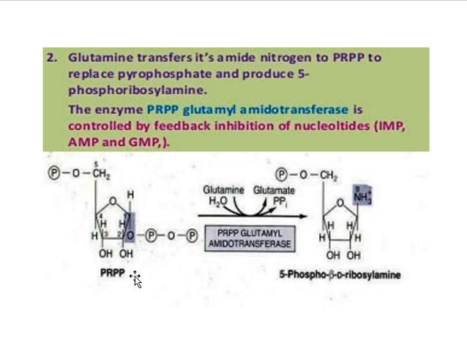Now, this PRPP, phosphoribosyl pyrophosphate, reacts with glutamine. The amide nitrogen of glutamine replaces the pyrophosphate from this PRPP, and as a result the PRPP is converted to phosphoribosylamine. As is clear in the diagram, the pyrophosphate group is replaced with the amino group that comes from the glutamine, and this reaction is catalyzed by the enzyme PRPP glutamyl amidotransferase. To remember, amidotransferase. This enzyme is also controlled by feedback inhibition by the nucleotides IMP, AMP and GMP.